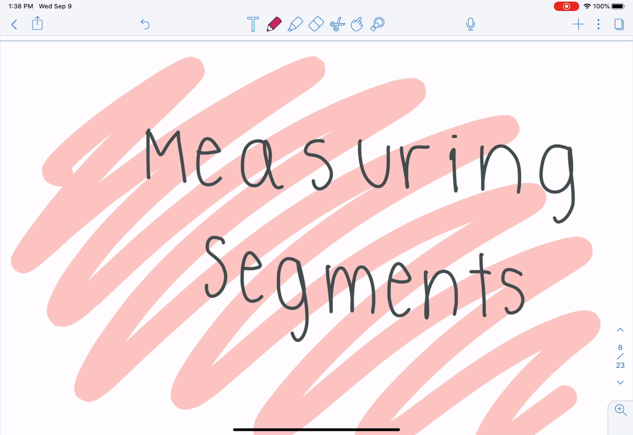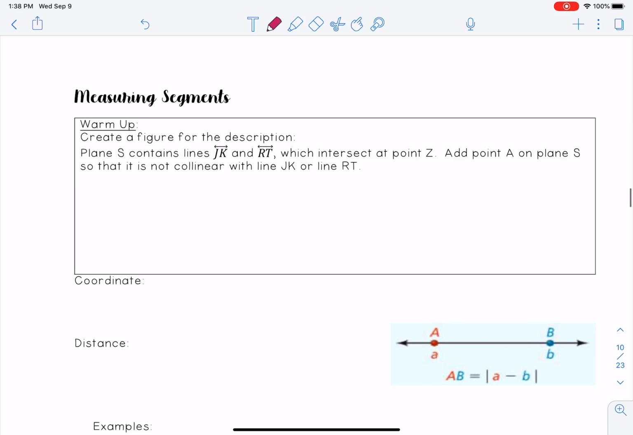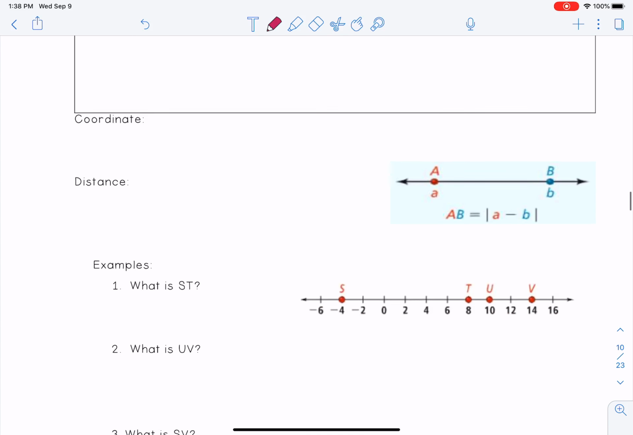In this video, we're going to be learning about measuring segments. So take some time to fill out this warm-up, and then let's talk about segments.